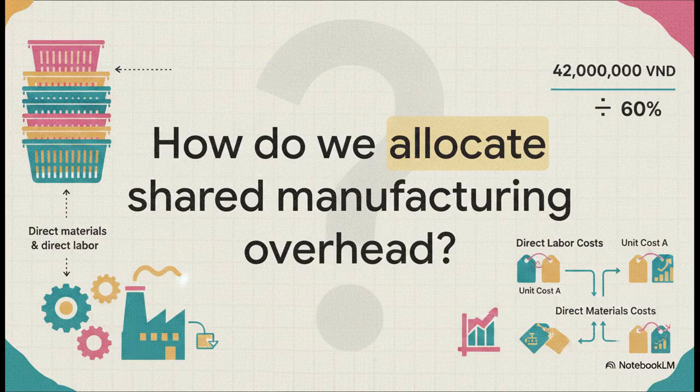So if we have 42 million VND of overhead and we choose to allocate it based on direct labor costs, which let's say total 70 million, our allocation rate is 60%. We then apply that 60% to the specific labor cost of each product line. But challenge yourself with this. What if we decided to use direct materials as the allocation base instead? The rates change, the final unit costs change, and ultimately our entire pricing strategy changes. It's a huge management decision.